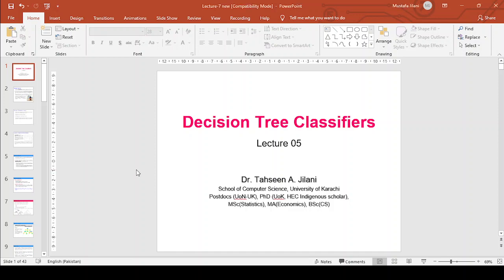Bismillahirrahmanirrahim. So this is our lecture 5 in the data mining module, and today we will study decision tree classifiers. So we are starting classifier models from decision trees rather than the k-means algorithm or agglomerative or other types of algorithms.